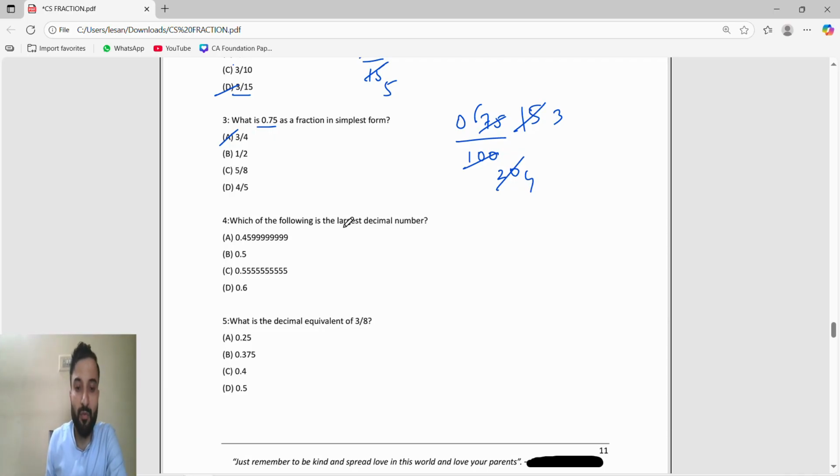Which of the following is the largest decimal number? This is 0.45. This is 0.5, which means nothing but 0.50. This is 0.55, and this is 0.6. Obviously 0.6 is the largest.